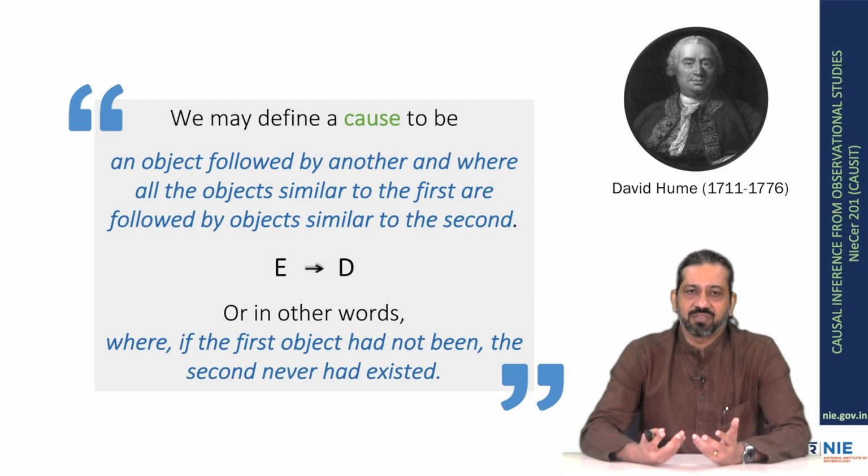However, we also know now, which was probably not as well understood during Hume's times, that this observation of seeing one object being followed by another, and that happening many number of times, may just be coincidental, may just be something that happened by chance.